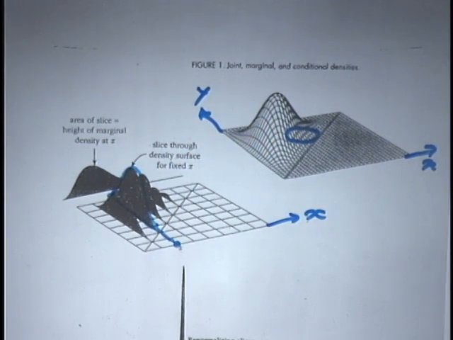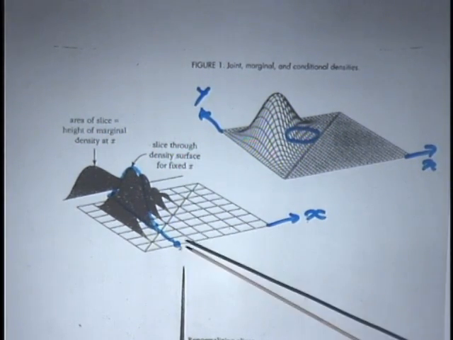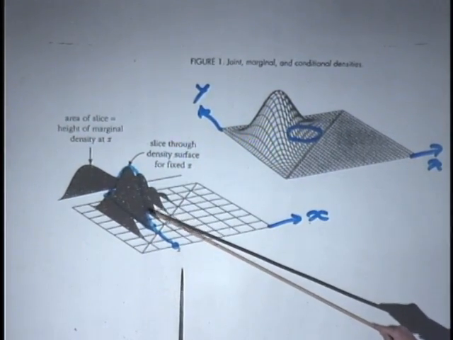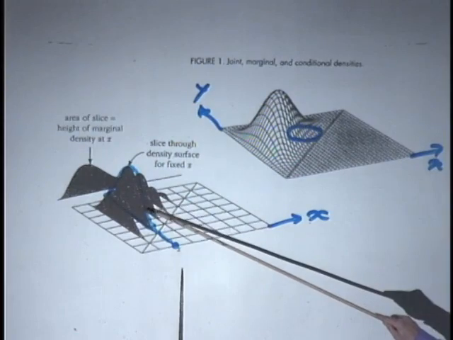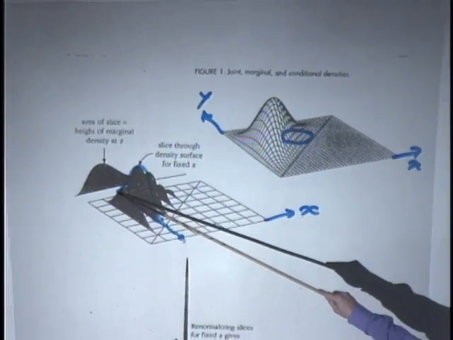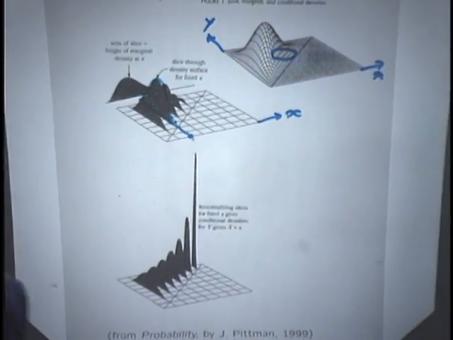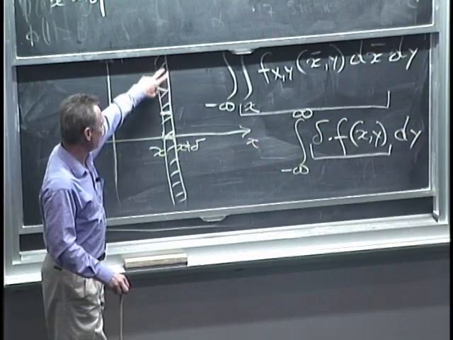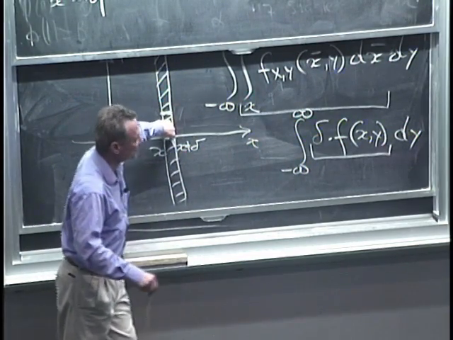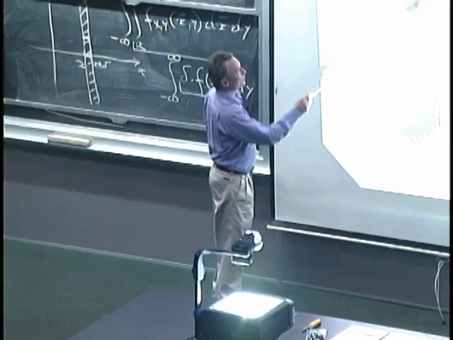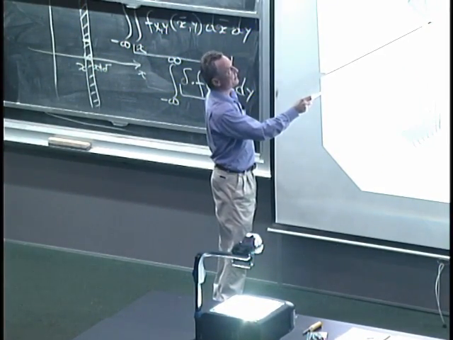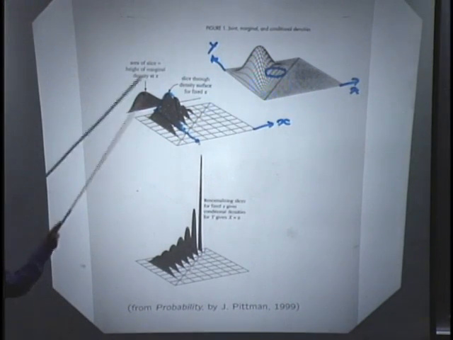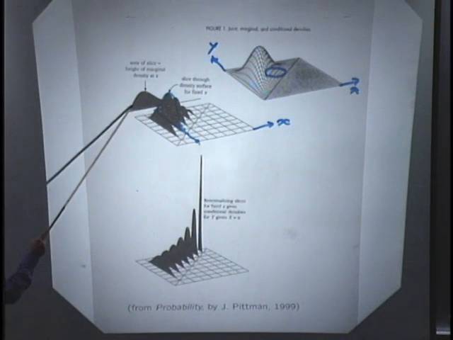Now, what does that slice do? That slice tells us for that particular x what the possible values of y are going to be and how likely they are. If we integrate over all y's, what do we get? Integrating over all y's just gives us the marginal density of x. It's the calculation that we did here. By integrating over all y's, we find the marginal density of x. So the total area under that slice gives us the marginal density of x. And by looking at the different slices, we find how likely the different values of x are going to be.